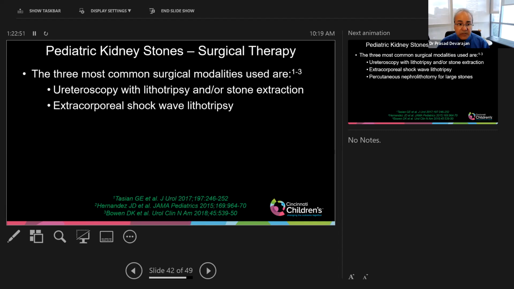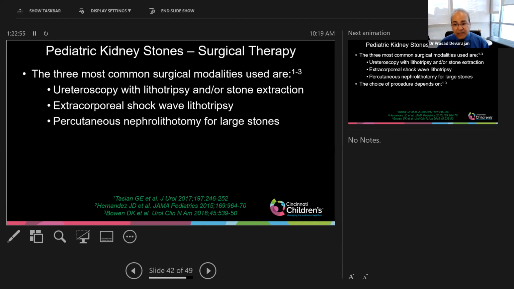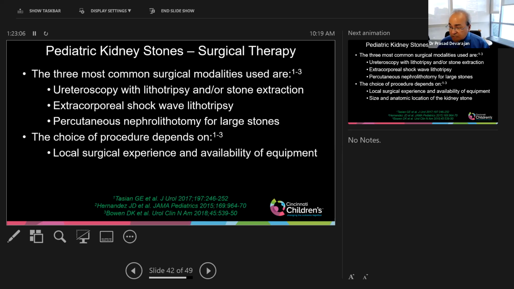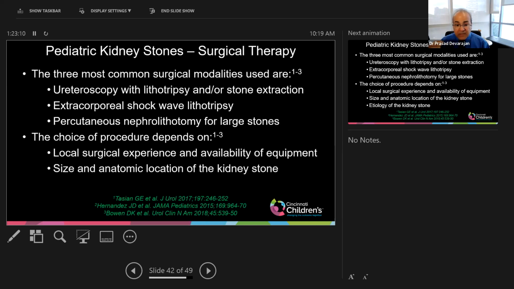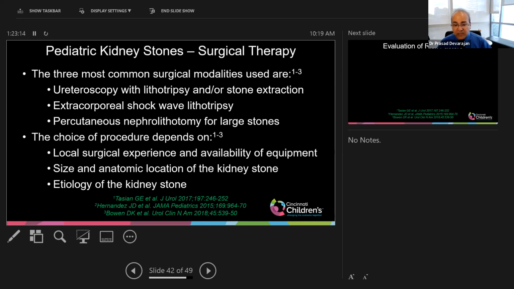Adults, mostly we do extracorporeal shockwave lithotripsy. And finally, large stones will of course require an open percutaneous nephrolithotomy. And really the choice of which one we do will depend on the local surgical expertise, availability of equipment, the size and anatomic location of the kidney stone, and etiology of the kidney stone.